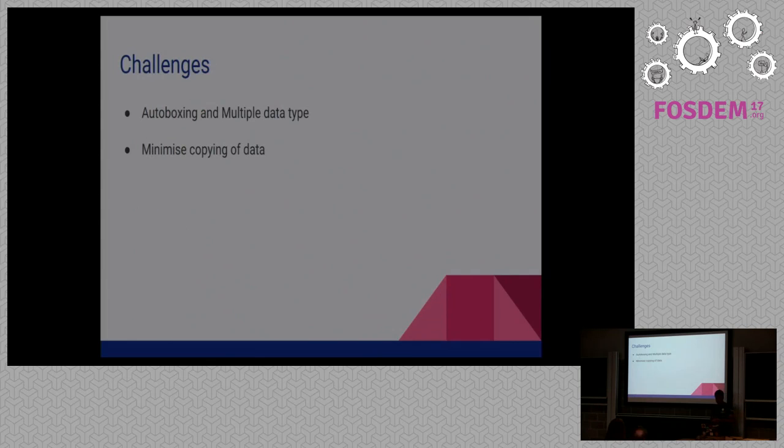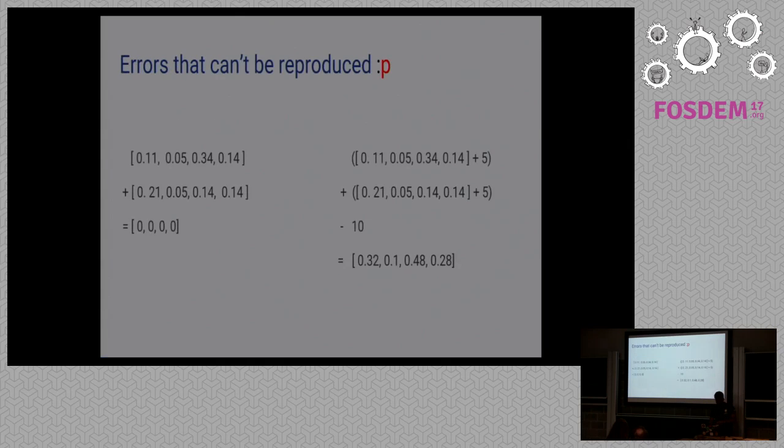Next, what were the challenges that were faced? First is autoboxing and handling multiple data types. Second is minimizing the copying of data. So in JRuby, when we tried no strict typing, basically directly creating data using JRuby code, we got this error. For example, in this case, we have two arrays. We just add them, and if this array is smaller than one, you start getting the values as zero. So I think Charles can answer me this question after this talk.